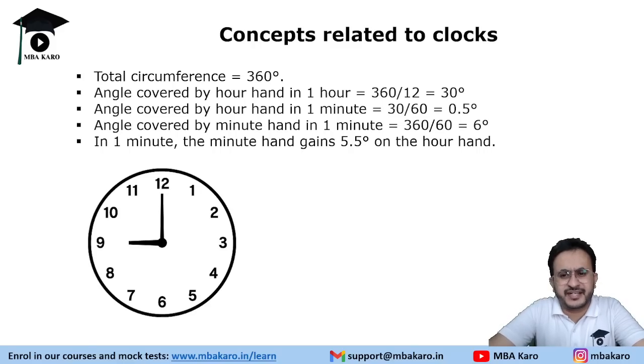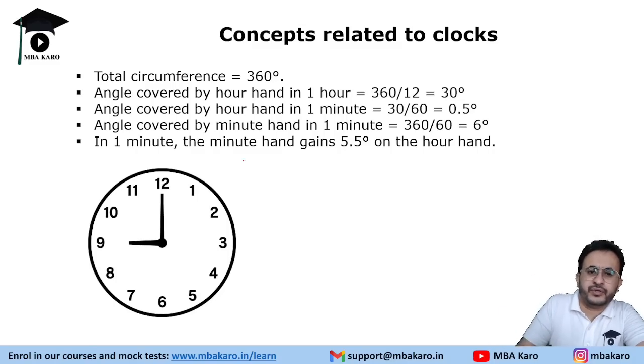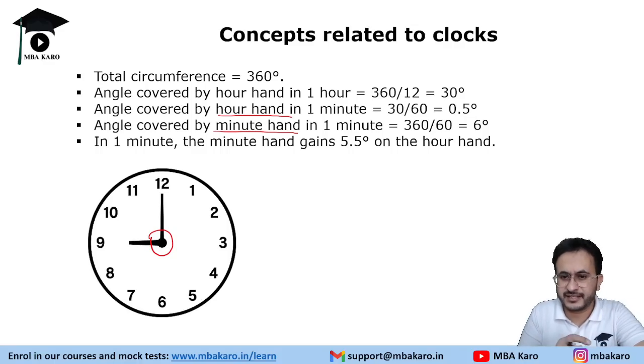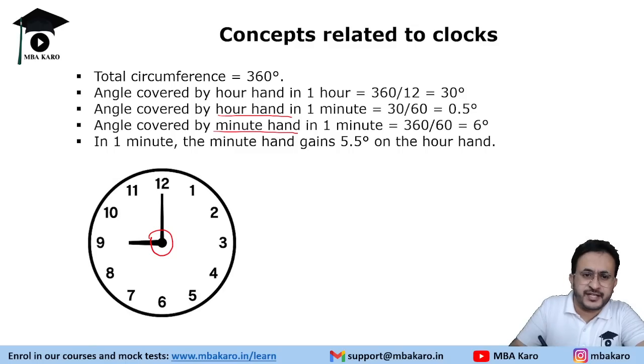Now first let us understand what happens in a clock. A clock has three hands: the hour hand, the minute hand, and the second hand. But in the questions that are asked in the examinations, we deal with only the hour hand and the minute hand. So we know that the total circumference is 360 degrees. In geometry, we know that if you cover the entire circle, that is 360 degrees. Pie charts are also 360 degrees.